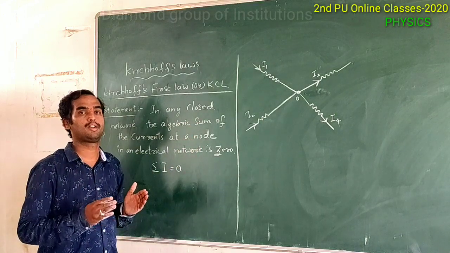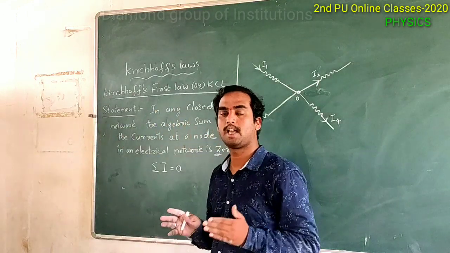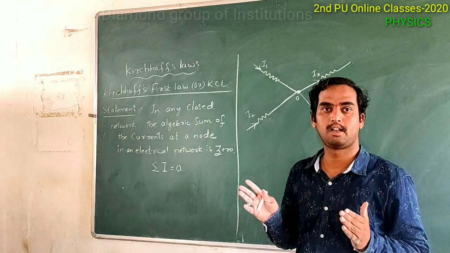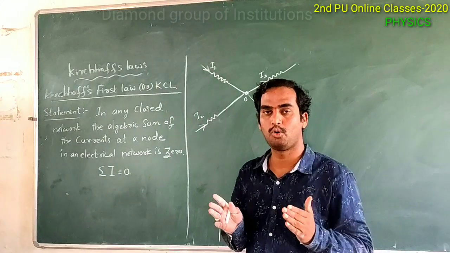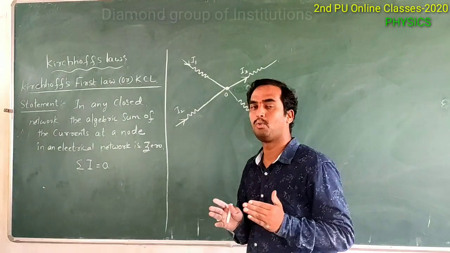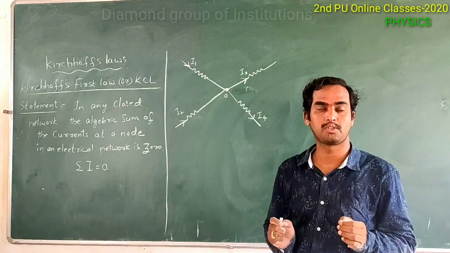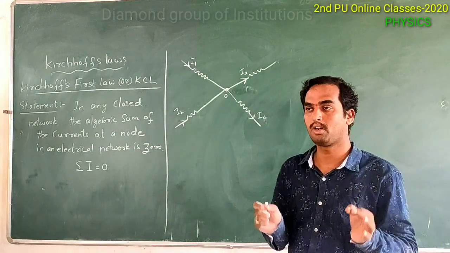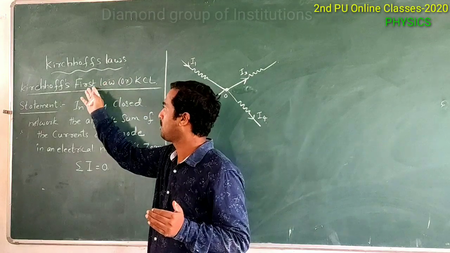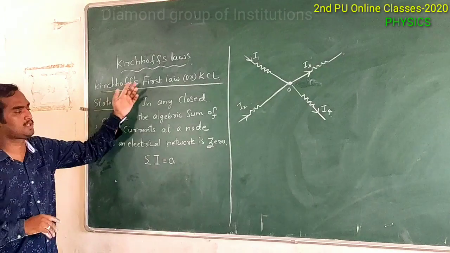As we already studied Ohm's law, in Ohm's law we studied the relation between potential difference and current: as the potential difference increases, current also increases. That Ohm's law is applicable only under certain conditions, and only for simple circuits. For complicated circuits, Ohm's law is not applicable. So for complicated circuits, we can apply Kirchhoff's first law as well as the second law, and we can see the statement of Kirchhoff's first law.